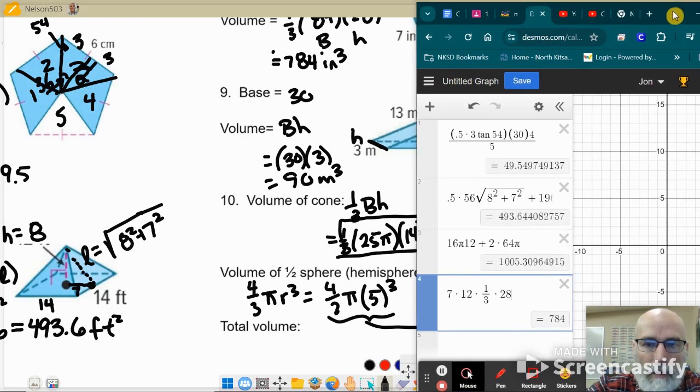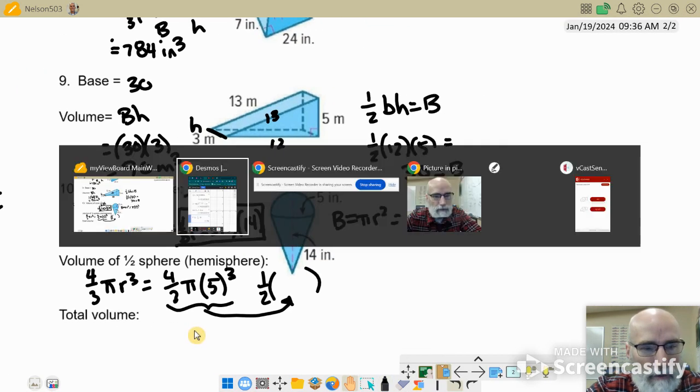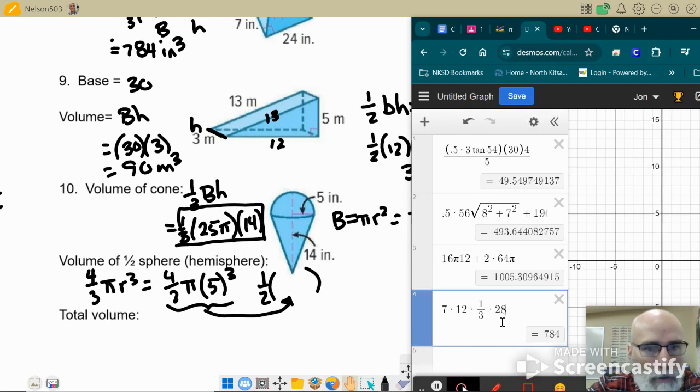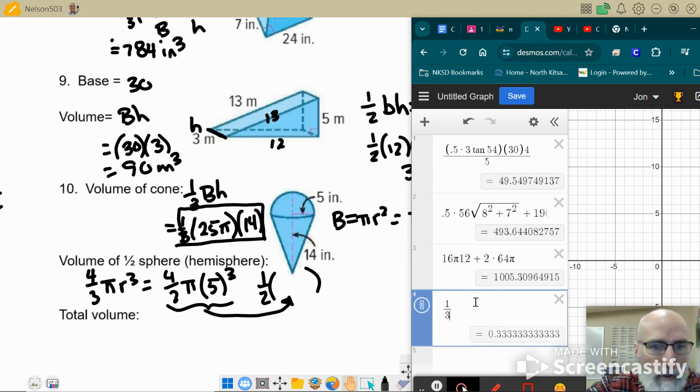I'm going to put it like maybe right here. And let's see if we can move this over a little bit. Okay. Now, what do we got? We've got 1/3. So I'm going to do this stuff right here. 1/3 times 25 pi. And then I've got times 14. And then I've got plus this stuff right down here, which was, where is it? Oh, one half of 4/3.